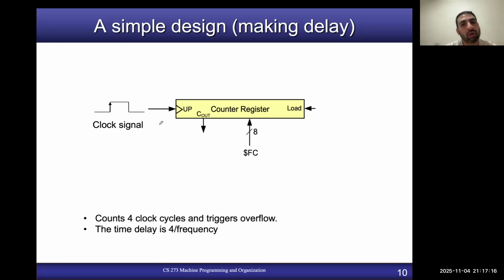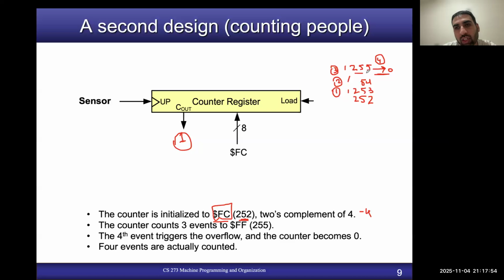Since the clock signal is running all the time, every time we have a positive edge of the clock, the value of the counter register will be incremented, right? So this time we are doing exactly the same thing, but we are using the clock signal instead of an event or a sensor as the input for this up signal. We are initializing with FC, which is equal to -4, and then after 4 clocks we will have an overflow, just like in the previous example. We will reach FF, which is 255, and then from FF to 0.